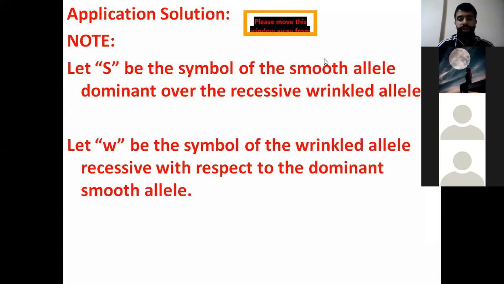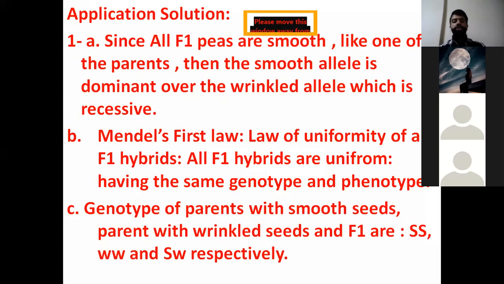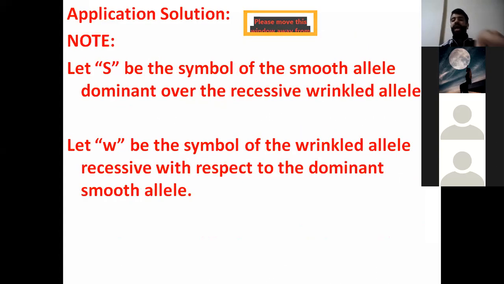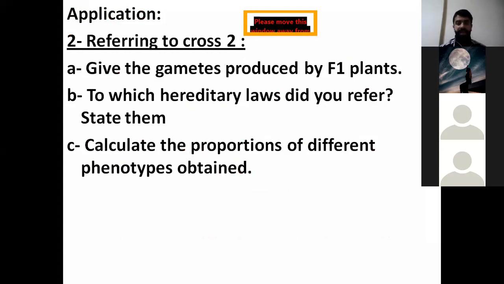Moving now to the note. Here, we can't solve this question part C unless we give the symbols. Here, I didn't mention that you have to give the symbols, even though I have to write the symbols before I start with the genotype. So let S capital be the symbol of the smooth allele, dominant over the recessive wrinkled allele. Let W small be the symbol of the wrinkled allele, which is recessive with respect to the normal dominant allele.